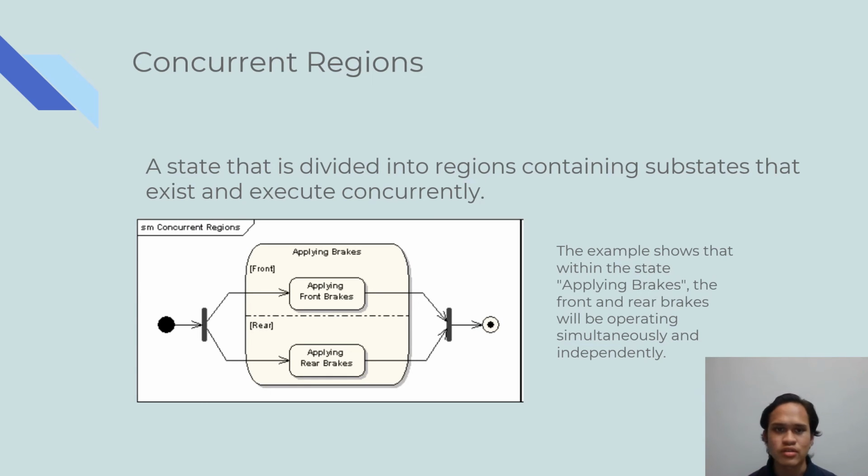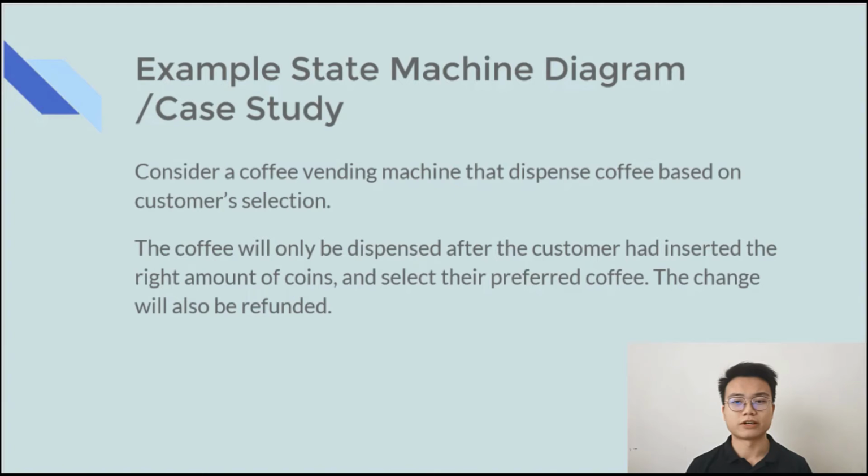So the last one is concurrent regions. Concurrent regions is a state that is divided into regions containing substates that exist and execute concurrently. Based on the example, it shows that within the state applying brakes, the front and rear brakes will be operating simultaneously and independently.